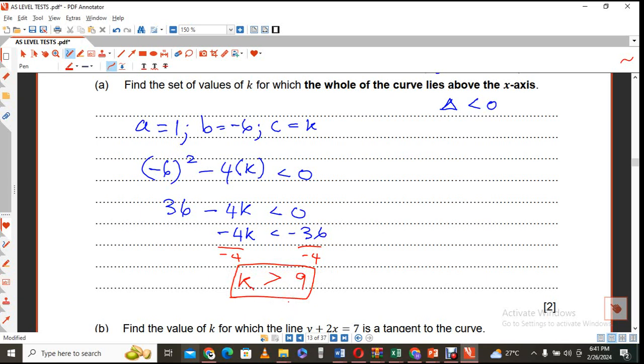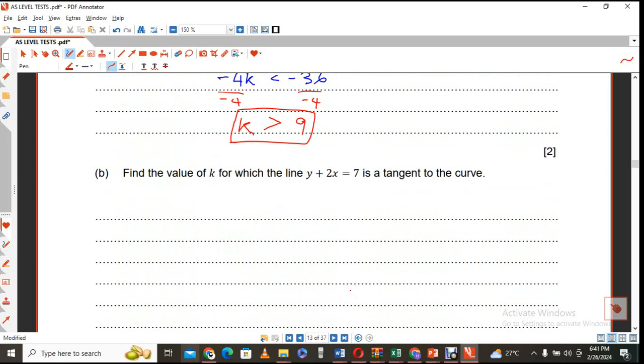Good. Now, there's a b part. It says, find the value of k for which the line is a tangent to the curve. Right, so what was the equation? It was y equals x squared minus 6x plus k. Now, when a straight line is a tangent to the curve, that means the discriminant is equal to 0. So basically, you want to take the curve and the straight line, equate them, write it in the general form, let that equal 0, and calculate whatever the value of k is.